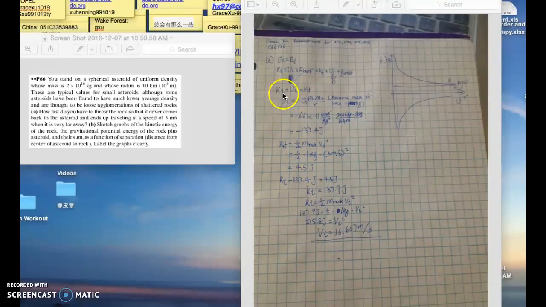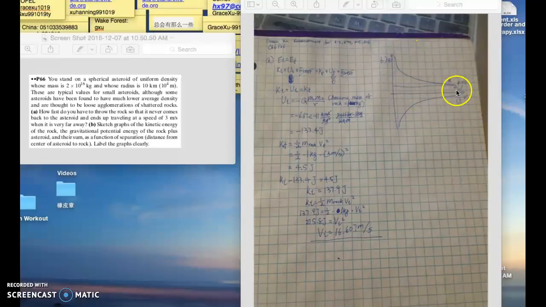Now we know that Ki plus Ui, which is negative 133.4, is equal to Kf, which is 4.5. So Ki is 137.9. Using the same formula, 1/2 mv squared, except now the v is v initial, which is what we're looking for, we can plug all the numbers in and solve for vi, which ends up being about 16.607 meters per second. And this is the graph that I sketched.